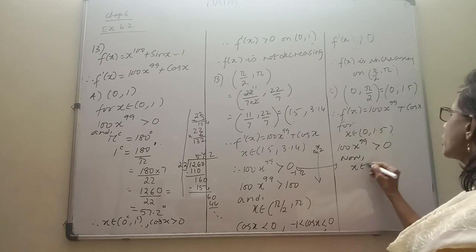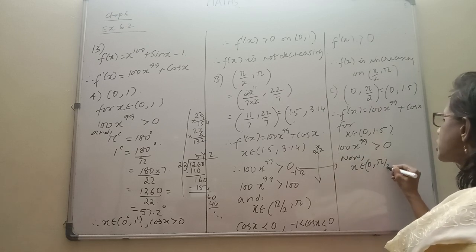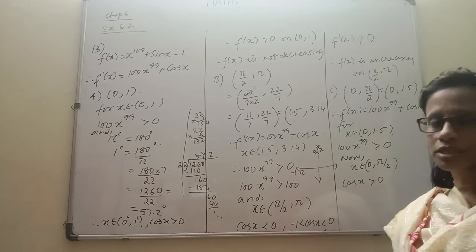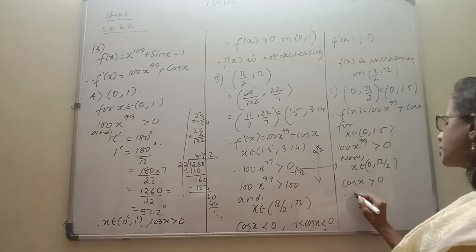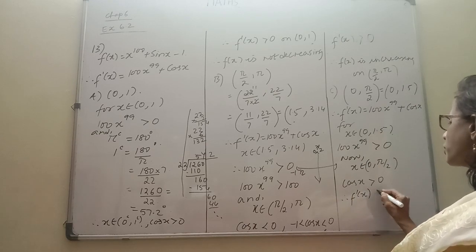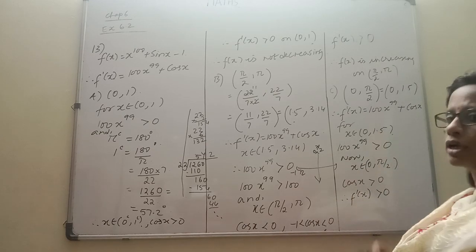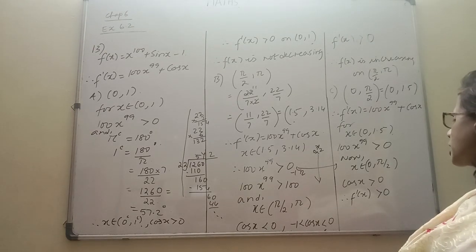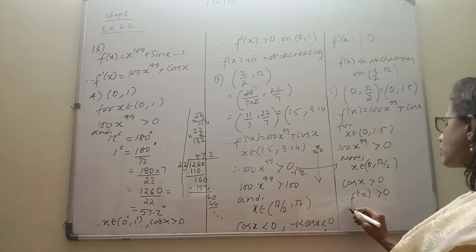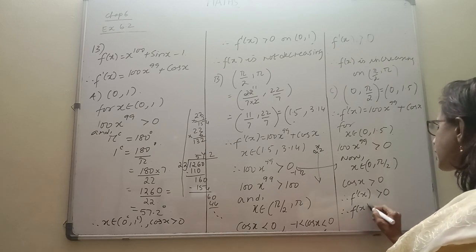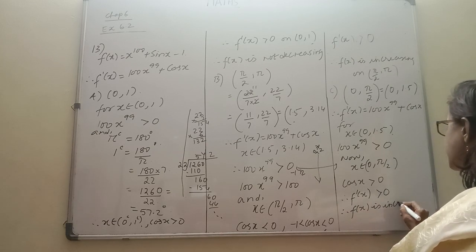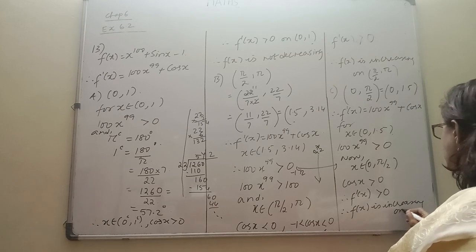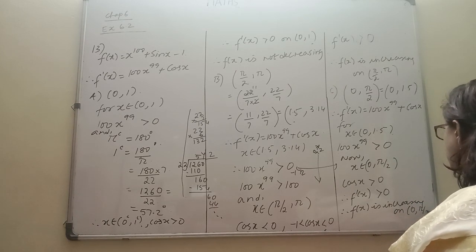Now we will look at cos x. For x belonging to 0 to pi by 2, the first quadrant, we all know cos x is positive. That makes our work really easy. f dash x is therefore a positive quantity since both are positive. Now because f dash x is positive, the function is increasing. f x is increasing on 0 to pi by 2.